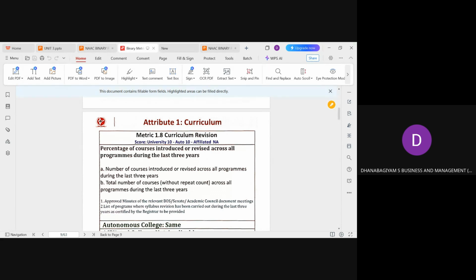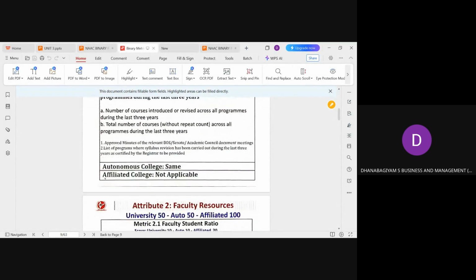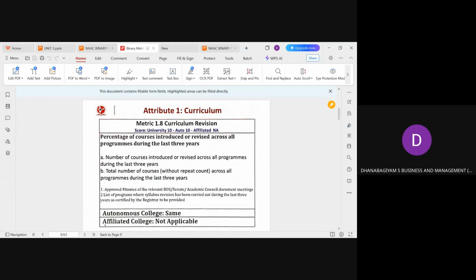And so here, when you do the revision, we should have a calculation. What is the total number of courses we give, out of which the revision has been done in the past 3 years or past 2 BOS meetings, something like that. We have to revise our syllabuses based on the industry need. So this comes under metric 1.8, that is related with the curriculum.